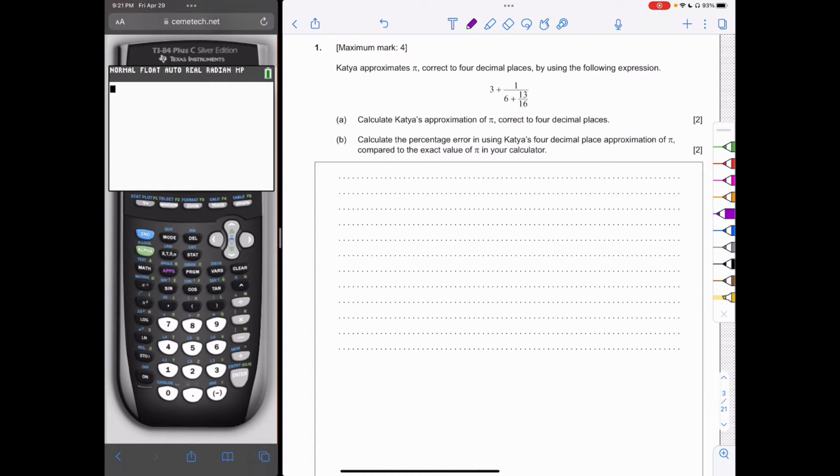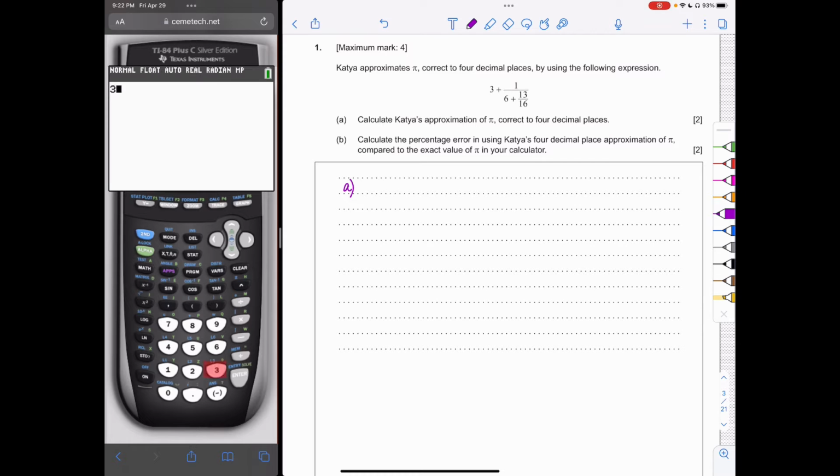Katia approximates pi correct to 4 decimal places by using the following expression. The first thing that they want us to do is to calculate this approximation of pi correct to 4 decimal places. So they're telling us that our estimate for pi is here. So we want to round to 4 decimal places. So all I have to do is put that in my calculator.